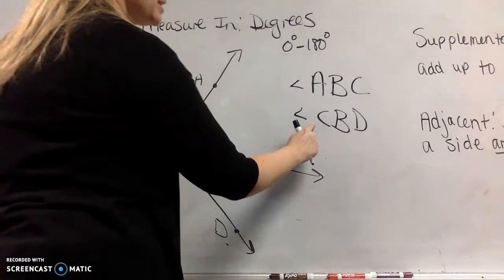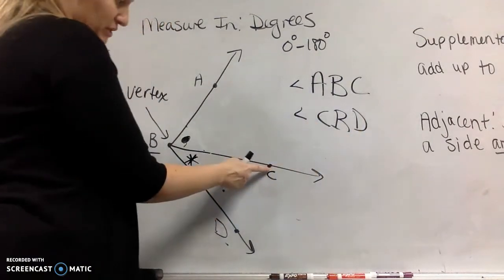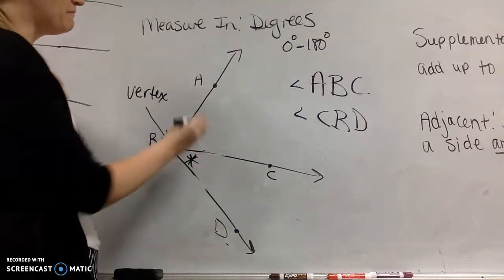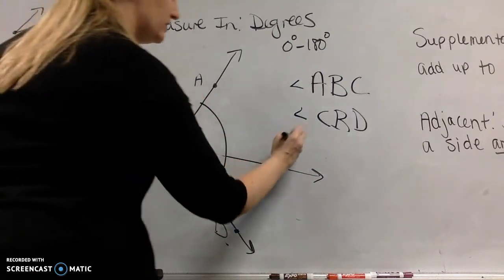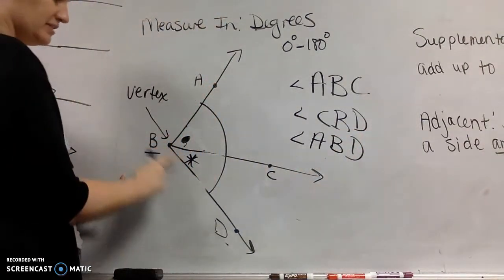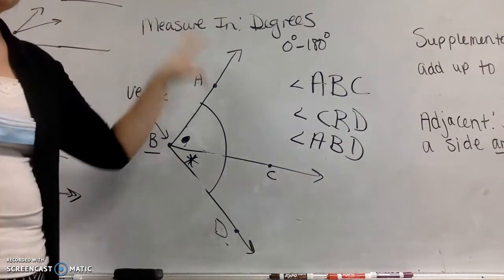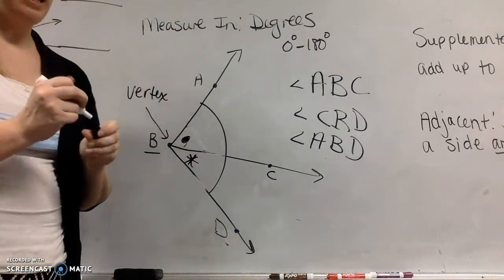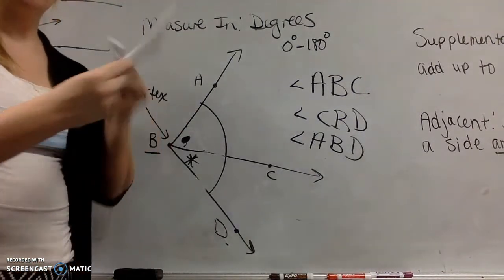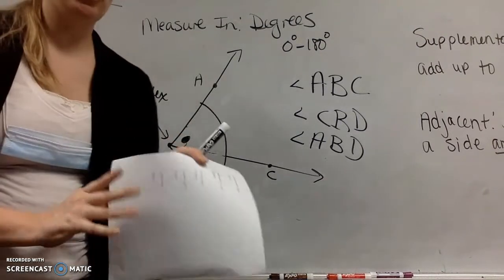Now, if I trace in the order of the letters, I should be tracing the angle. C to B to D is that angle. And finally, I have the big angle, which is A, B, D. A to B to D. So that's how we name angles. Okay, and that's what angles can look like. Now, let's talk about our pairs of angles and our types, which are the back of your note sheet.